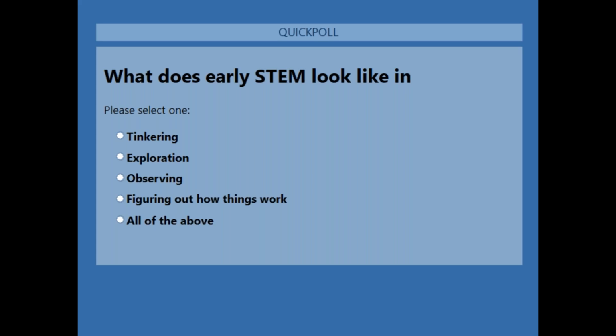Great, and we do see some responses in the questions box as well. Okay, we're now at 80%. We'll just give it a few more seconds. And once again, if you're not able to vote using the poll, please put your guess of what early STEM looks like in preschool in the questions box.